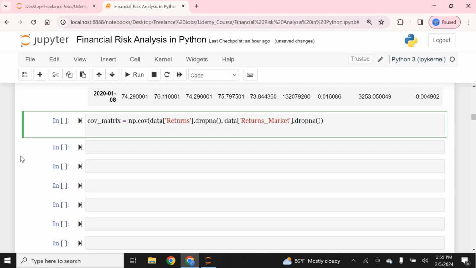Then our beta parameter will be the covariance matrix, then inside this we have to specify the index [0,1], then divided by the covariance matrix [1,1].